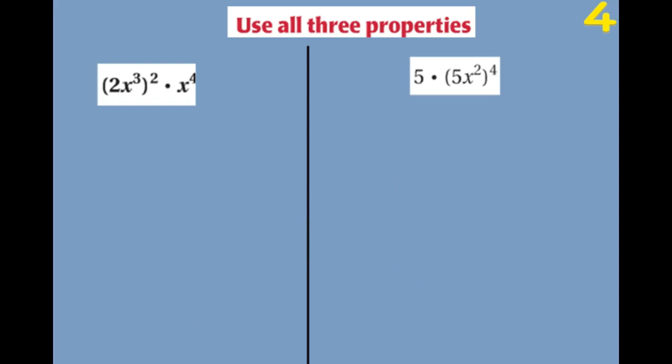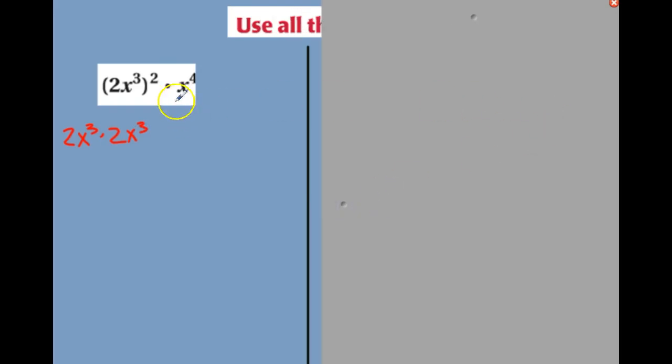So now let's use all of the properties that we have learned. I'm going to start by looking at this in 2 different sections. Just this part first, I'm going to write it 2 times. 2x to the third, 2x to the third. I wrote that 2 times, and over here I have x to the 4th. Well, I know this is just a 2, and this is x 3 times. This is just a 2, and this is x 3 times, same thing. And this is just x 4 times.